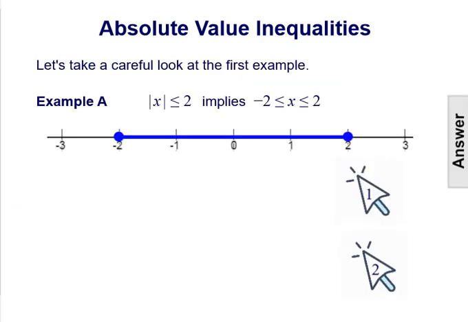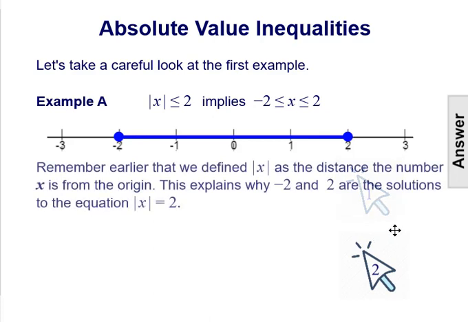Now let's take a look at the first example a little bit more. So again, we have this conclusion that the absolute value of x is less than or equal to 2 is implying that negative 2 is less than or equal to x is less than or equal to 2. So remember that we define the absolute value of x as the distance the number x is from the origin. And this explains why negative 2 and 2 are the solutions to the equation where the absolute value equals 2. So we still have those references of our endpoints. But now it's not equal to, it's an inequality.